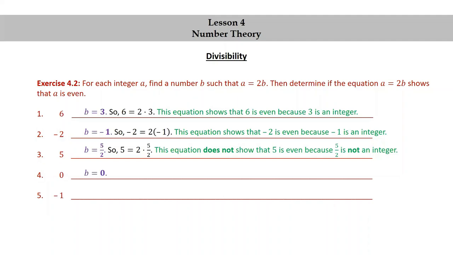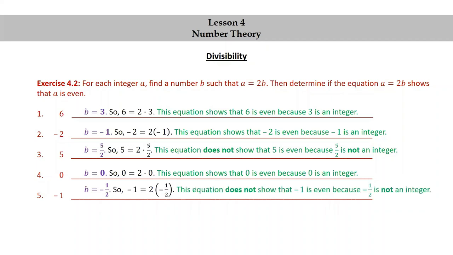Next, 0. Here b is equal to 0. So 0 is equal to 2 times 0. This equation does show that 0 is even because 0 is an integer. And negative 1. Here b is equal to negative 1/2. So negative 1 is equal to 2 times negative 1/2. This equation does not show that negative 1 is even because negative 1/2 is not an integer.